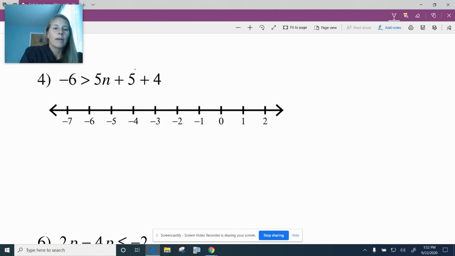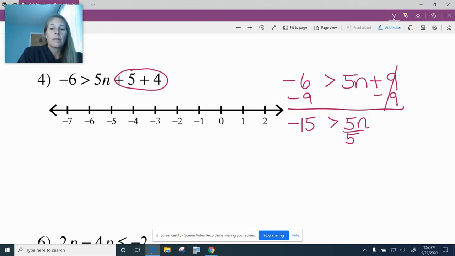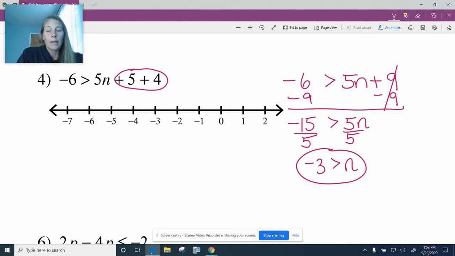This time I have two like terms together on the right-hand side, the 5 and the 4. So now I have negative 6 is greater than 5n plus 9. Now I'm going to subtract my 9. That gives me negative 15 is greater than 5n. And then I would want to divide to get that n all by itself. So now I have n is less than negative 3, or if you read it from left to right, you would say negative 3 is greater than n.